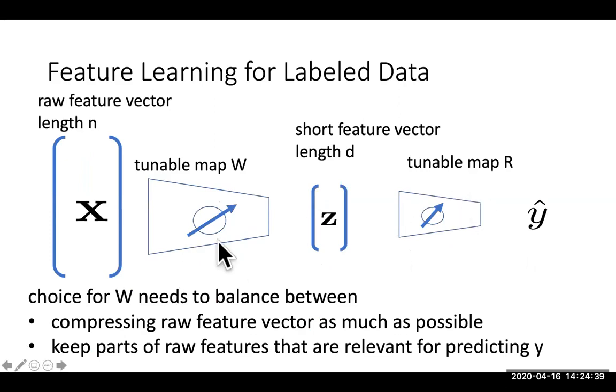So this choice for the compression mapping has to balance between two conflicting goals. The first goal is to compress as much as possible the raw feature vector. So we would like to have a very small compressed feature vector C. So this d should be very small, ideally 1 or 2. However, if we compress a lot, then we might lose a lot of relevant information in the original feature that we need to predict reliably the label Y. So we need to keep relevant parts of the feature vector in order to be able to predict this label.